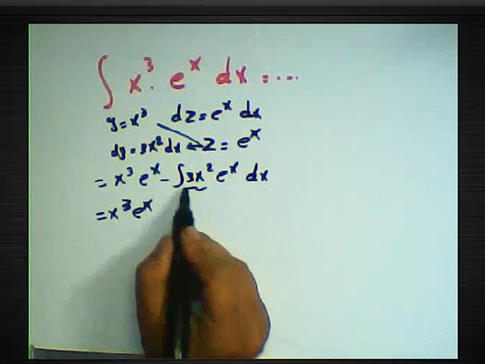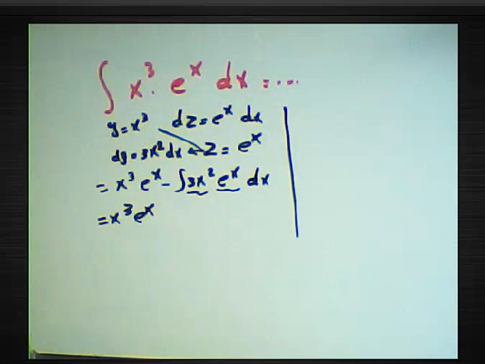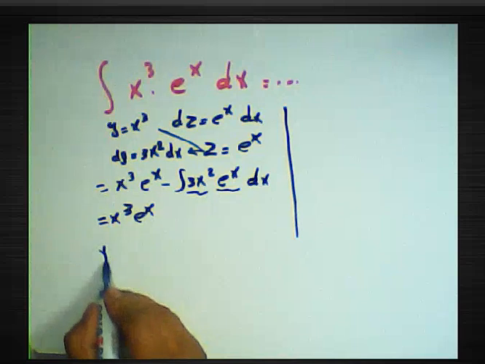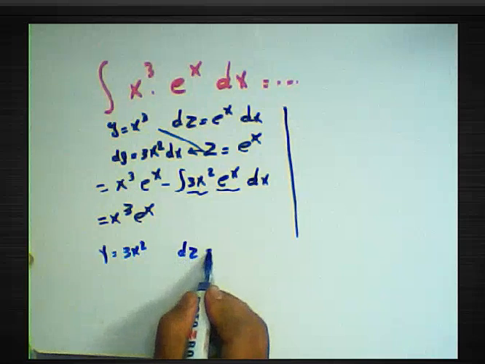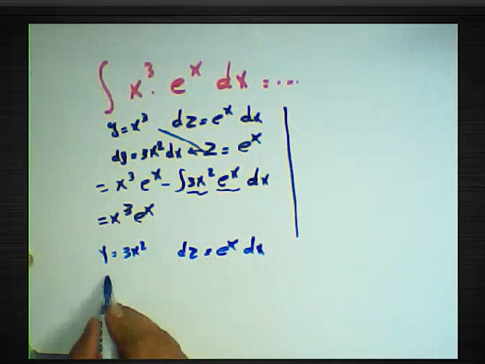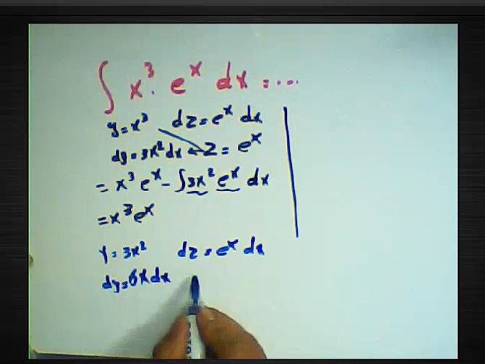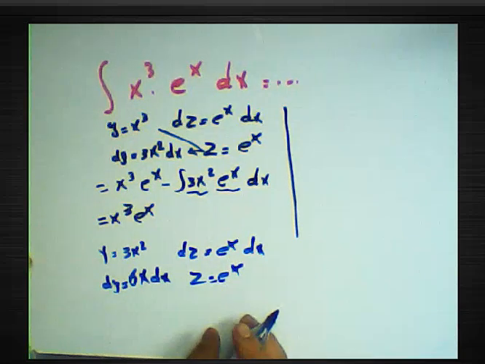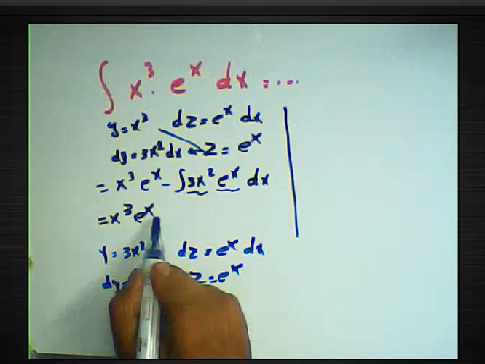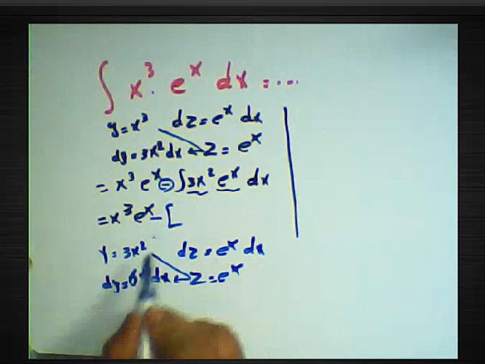In this example we can divide it into parts. First part, I will write here y and z. Y equal 3x^2, and dz equal e^x dx. The derivative of y here will be 6x dx, and the integration of the function will be e^x only. Okay, so we can use the rule here. Then I can write negative here. Okay, look at here, negative. In this example we can write negative here.